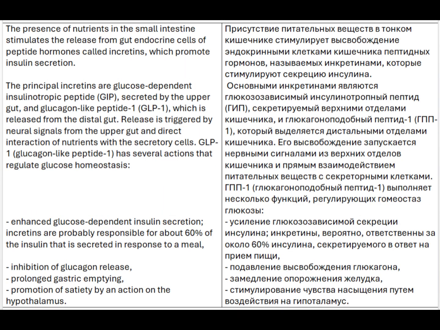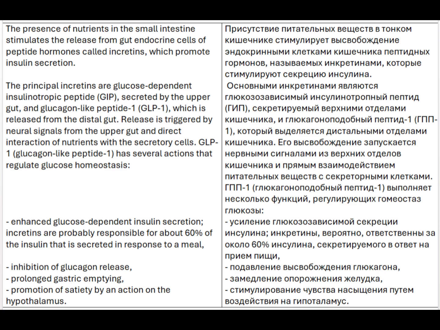The presence of nutrients in the small intestine stimulates the release from gut endocrine cells of peptide hormones called incretins, which promote insulin secretion. The principal incretins are glucose-dependent insulinotropic peptide, GIP, secreted by the upper gut, and glucagon-like peptide 1, GLP-1, which is released from the distal gut. Release is triggered by neural signals from the upper gut and direct interaction of nutrients with the secretory cells.